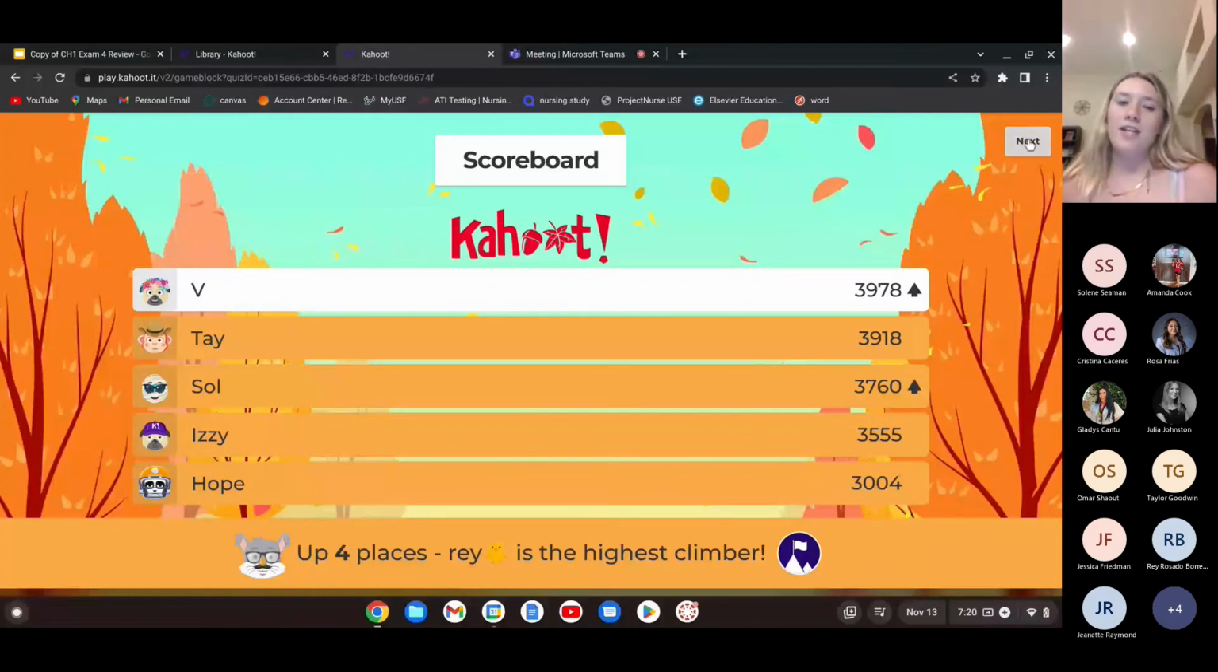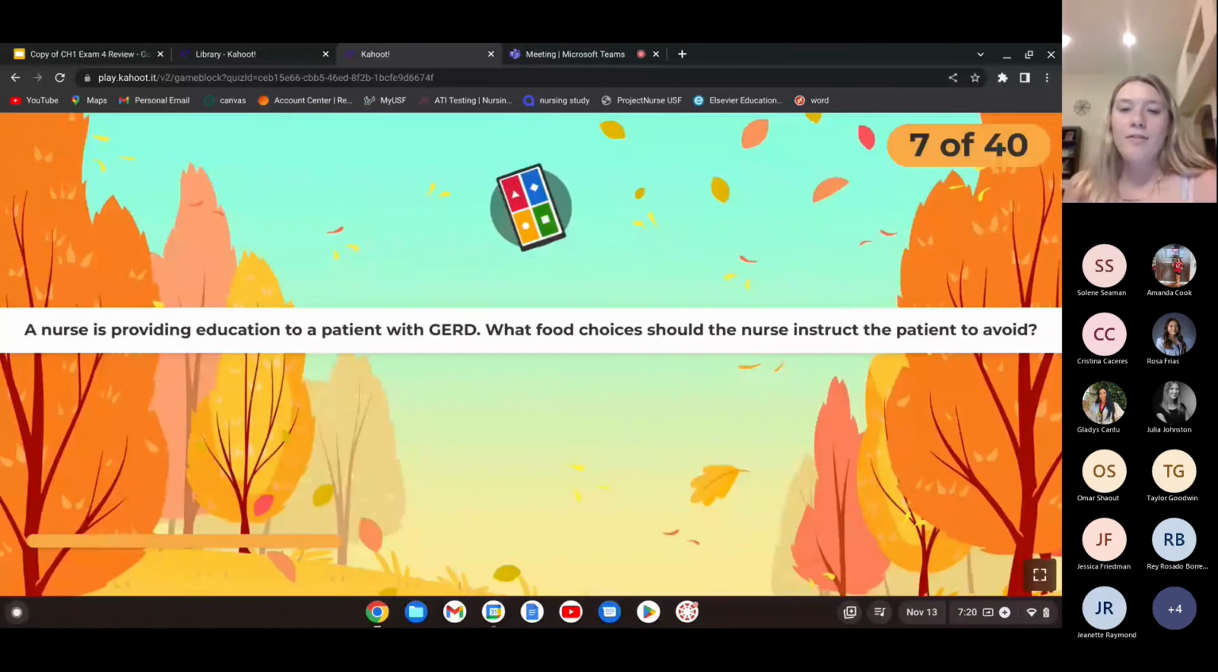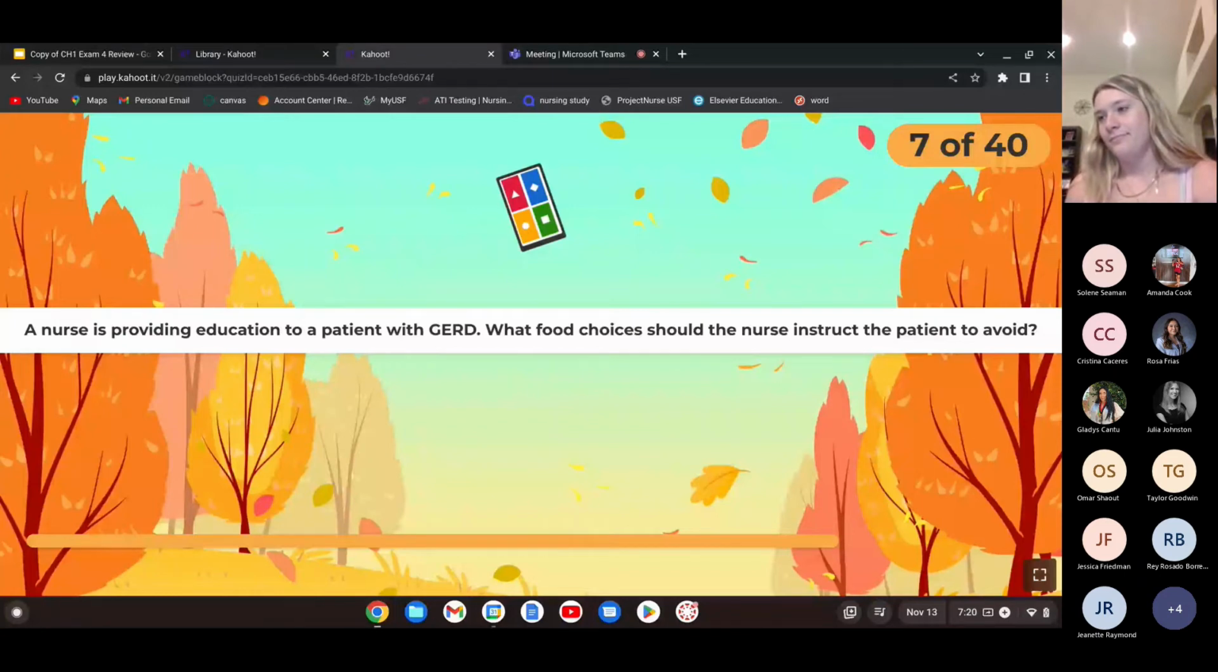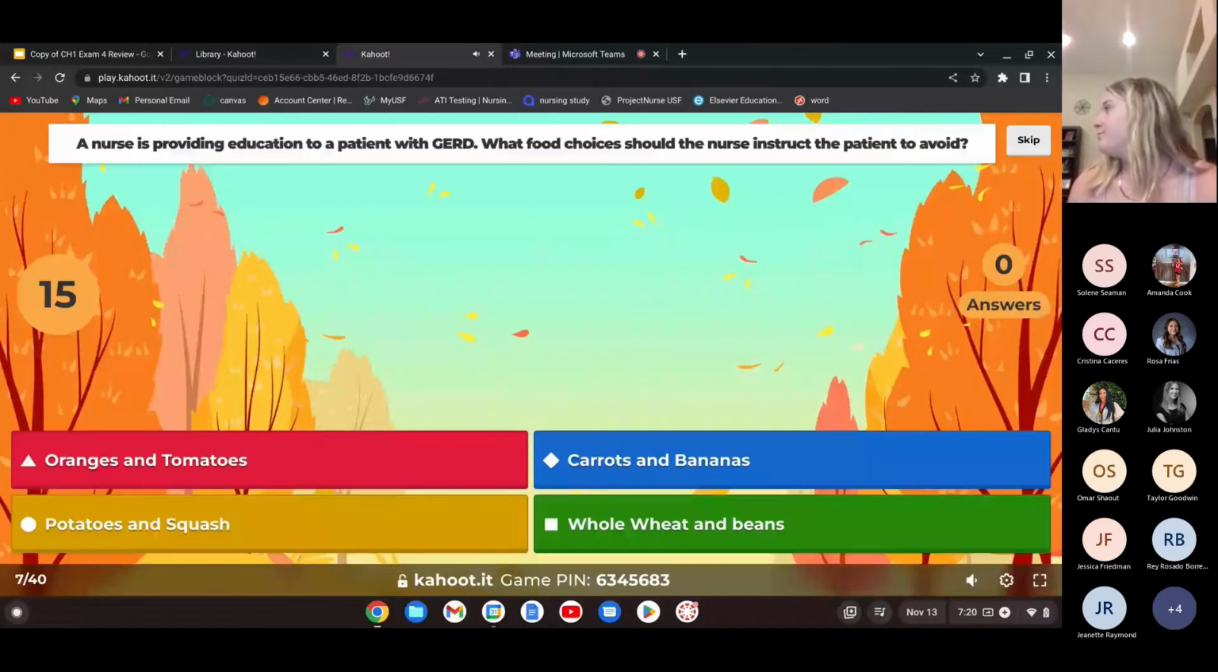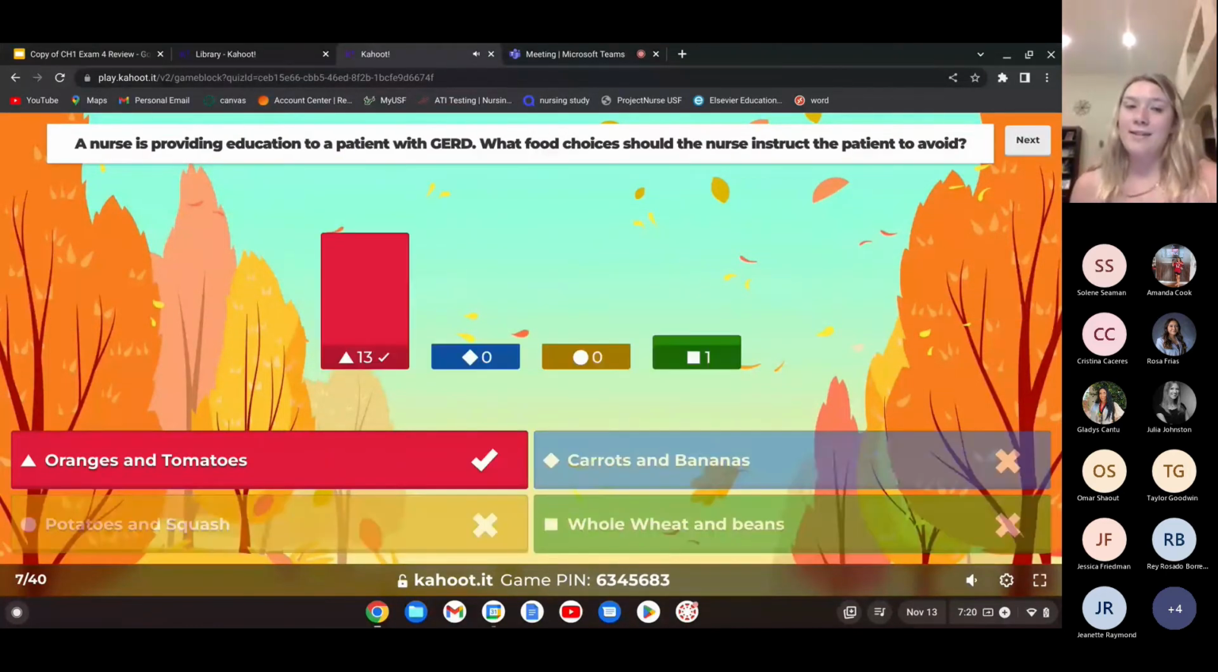A nurse is providing education to a patient with GERD. What food choices should the nurse instruct the patient to avoid? Awesome. We want them to avoid foods high in acid.